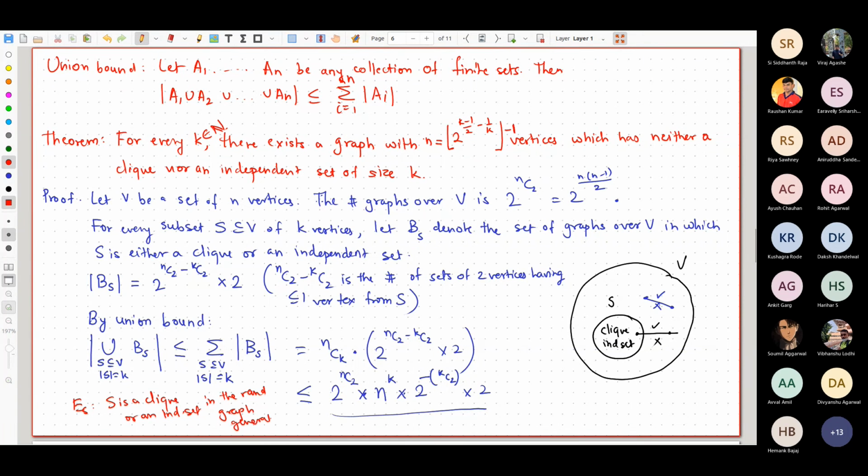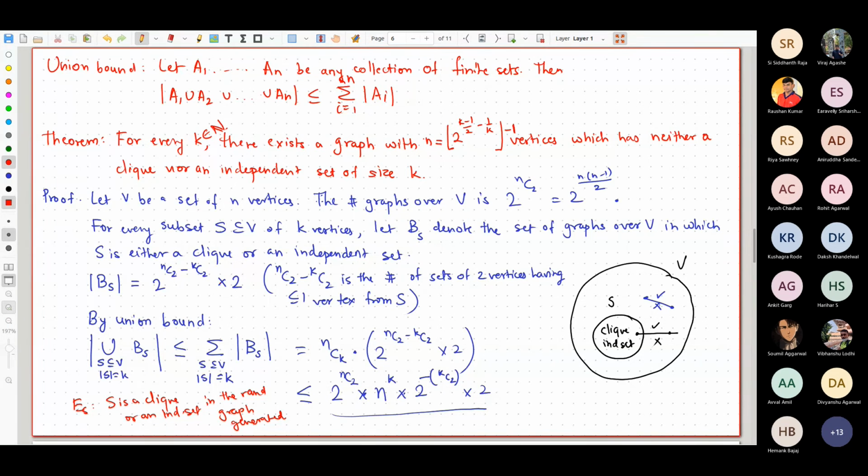So basically the probability of S being a clique in the entire space of all graphs over V, right? Exactly. That is what you will get over here. So that probability will just be... sorry, what will that probability be? It will just be 2 to the power minus k choose 2 times 2.